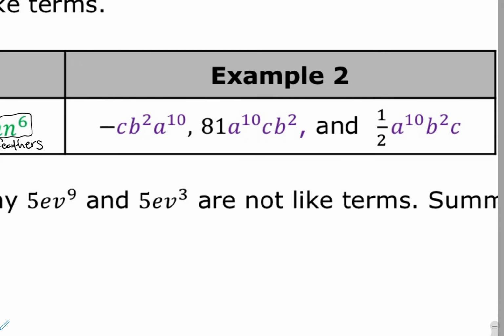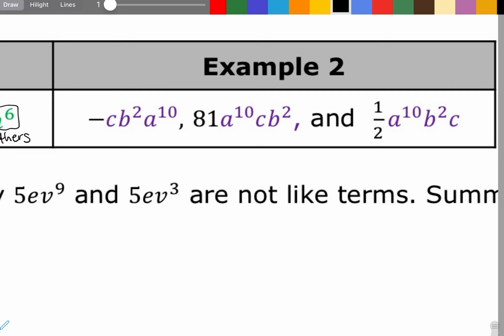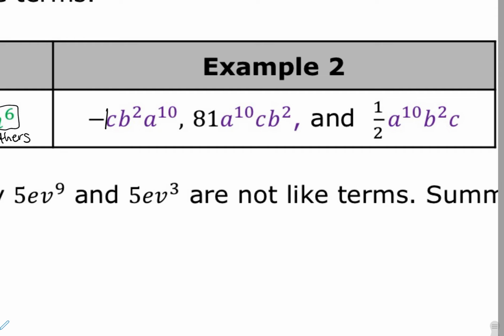everyone in here is considered like terms. And yes, there's an invisible one in here, all right, just so that we can define the terms. Only one of them is really written in standard form. That's this guy back here. It has A, B, C in order: A to the 10th power, B to the 2nd power, and then a single C. Everyone has A to the 10th power.